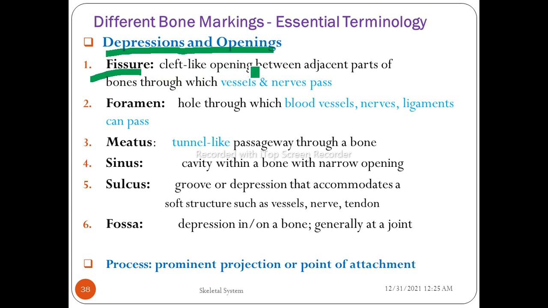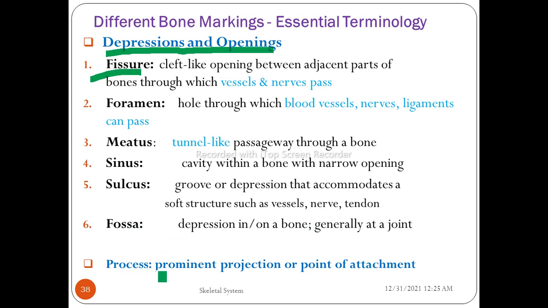A fissure is a cleft-like opening between adjacent parts of the bone, through which vessels and nerves pass, whereas a hole through which a blood vessel, nerve or ligament can pass is a foramen. A tunnel-like passageway through bone is called a meatus, whereas a cavity within bone with a narrow opening is called a sinus. A groove or depression that accommodates a soft structure such as vessels, nerves or tendon is called a sulcus. A depression in or on a bone, generally at a joint, is called a fossa.